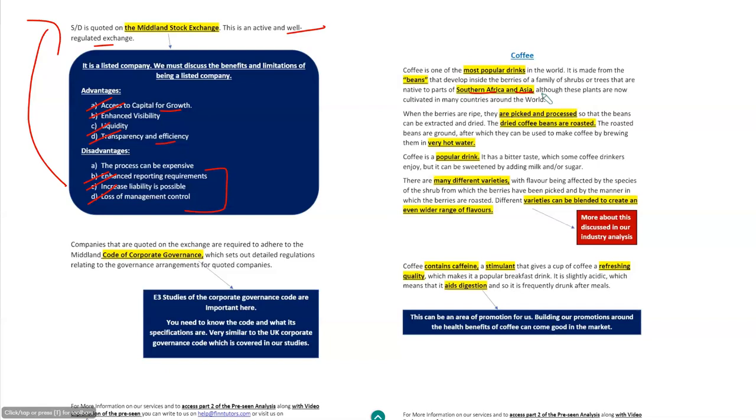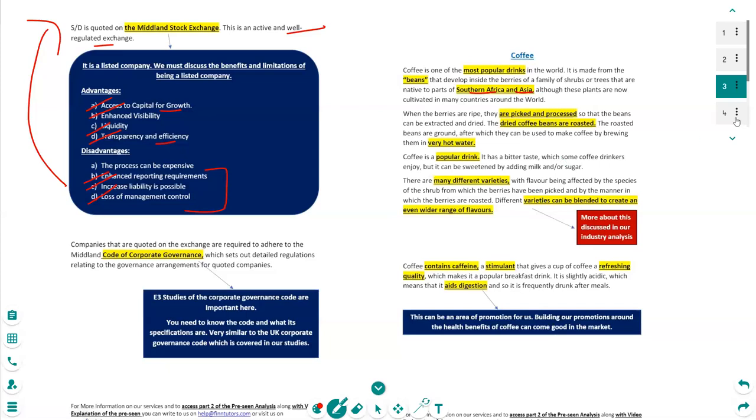Coffee contains caffeine, which is a stimulant. It has a refreshing quality. It's slightly acidic, which means it aids digestion as well. This can be seen as an area of promotion for us in today's world, where everybody is so health conscious. It can be seen as an advertisement and promotion strategy. So building our promotions around the health benefits of coffee can come in handy in the market.